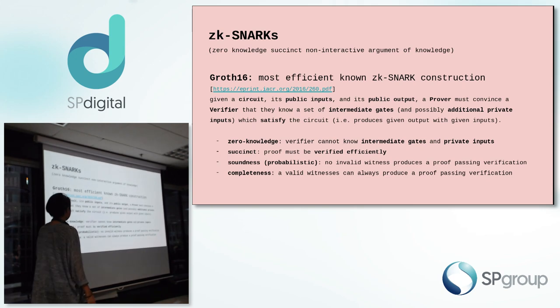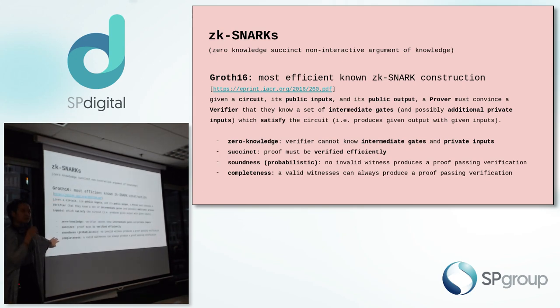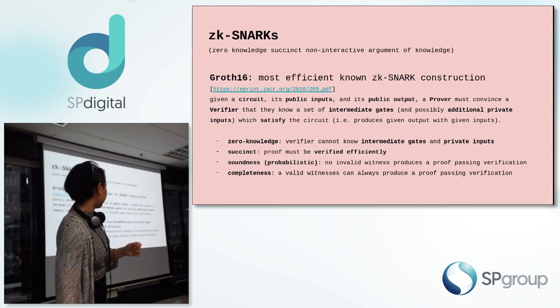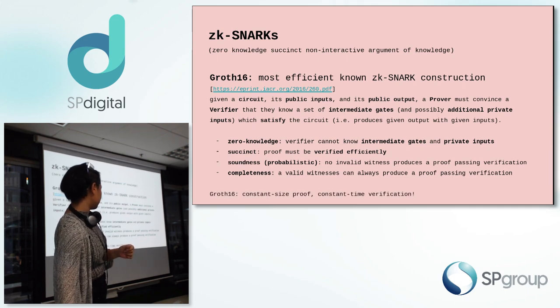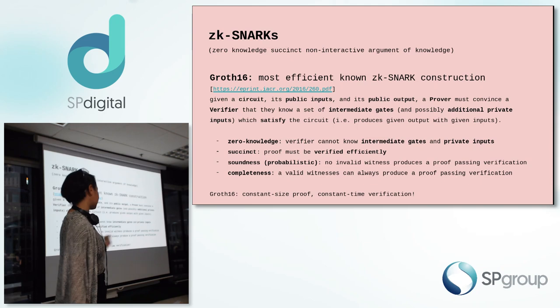We also want soundness and completeness. Completeness means that for every correct solution, you must be able to convince the verifier. So you must be able to generate a valid proof that is accepted. Soundness means almost the inverse: for an incorrect solution, you should never be able to produce a proof that convinces the verifier. But it's important to note here that ZK-SNARKs only give you probabilistic soundness, meaning that there is a negligible chance that someone with a wrong set of inputs could still produce a proof that convinces the verifier. We'll see how that happens later on. As I mentioned, this is a constant size proof and constant time verification.